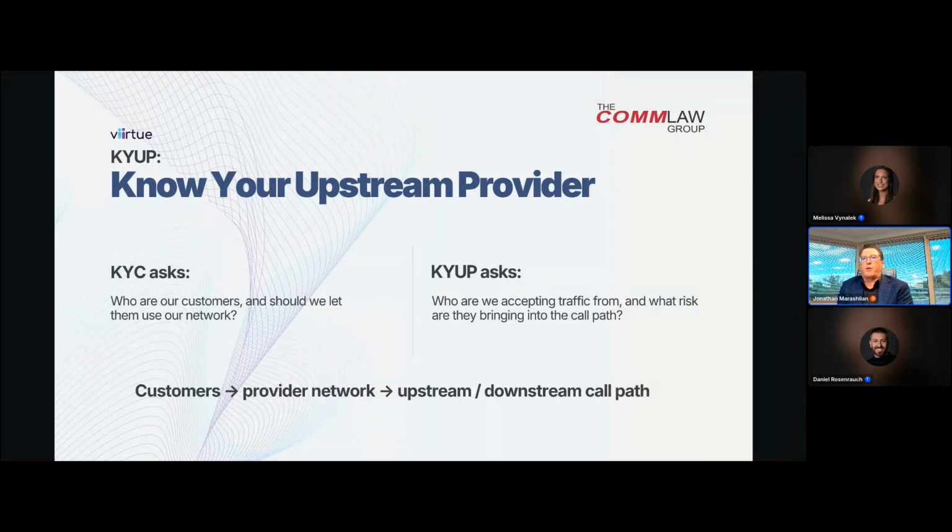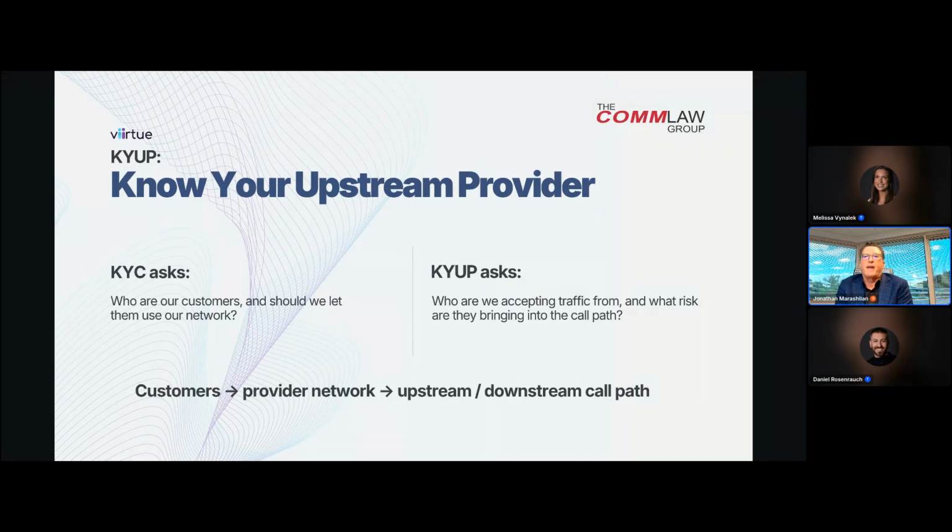Traffic might originate with your customer. It may pass through your platform. It may route through Viirtue. It may route through another carrier. It may come from a reseller. It may come through a wholesale arrangement. It may involve backup routes. It may involve least cost routing. It may involve multiple vendors. Every one of those relationships can affect risk.